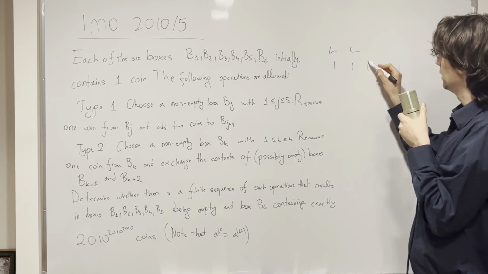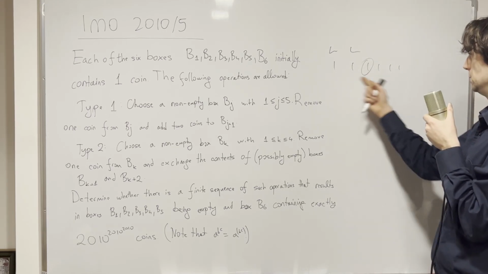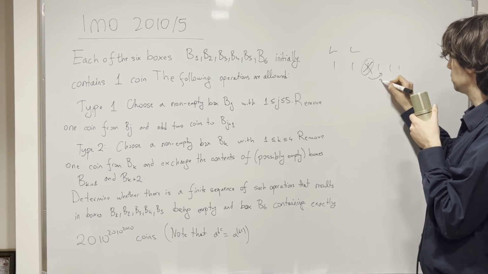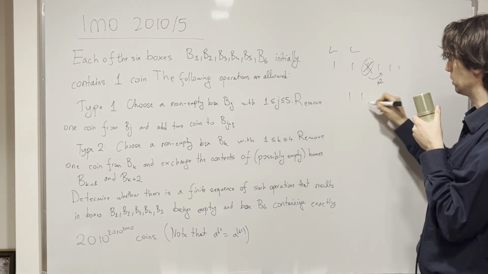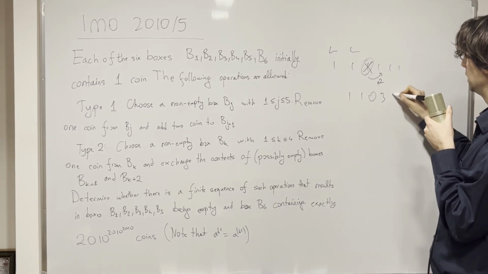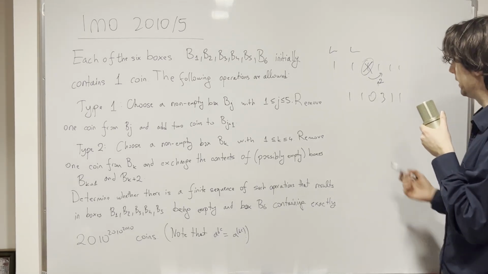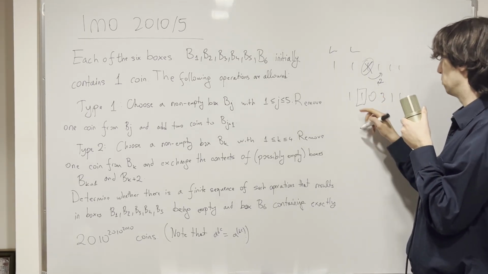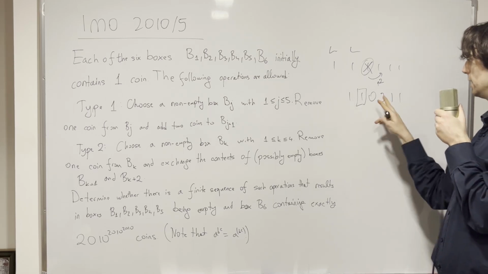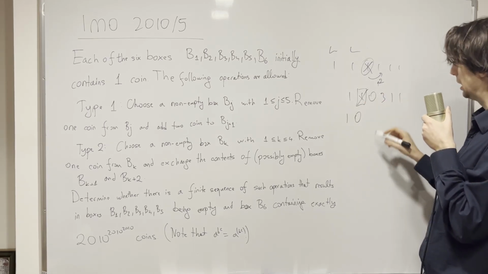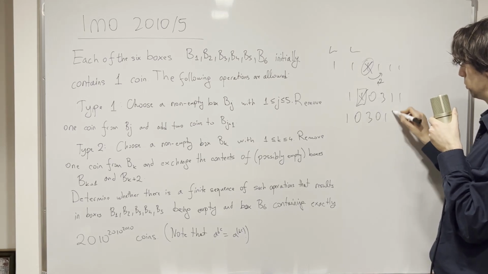We can take one coin from one of these 5 boxes, take it out, and add 2 coins to this box, right? And then we'll have this situation, 1, 1, 0, 3, 1, 1. Or we can take, say, 1 coin out of one of these 4 boxes and exchange the contents of the other 2. So we have 1, 0, 3, 0, 1, 1.